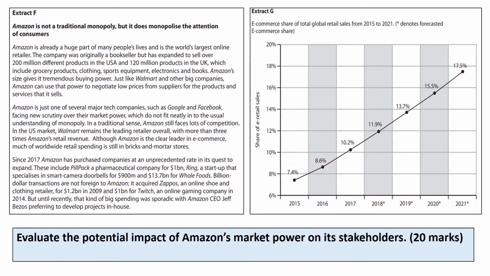These include PillPack, a pharmaceutical company, for $1 billion US, Ring, a startup that specializes in smart camera doorbells, for $900 million, and $13.7 billion for Whole Foods. Billion-dollar transactions are not foreign to Amazon. It acquired Zappos, an online shoe and clothing retailer, for $1.2 billion in 2009, and $1 billion for Twitch, an online gaming company, in 2014. But until recently, that kind of big spending was sporadic with Amazon, CEO Jeff Bezos preferring to develop projects in-house.